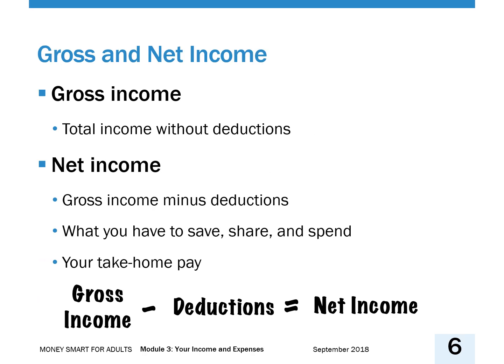The income you take home is generally less than the earned income you make from working. Gross income is your total income without deductions. Net income is gross income minus deductions such as Social Security and income taxes. Net income is what you have to save, share, and spend. Net income is also called take-home pay.